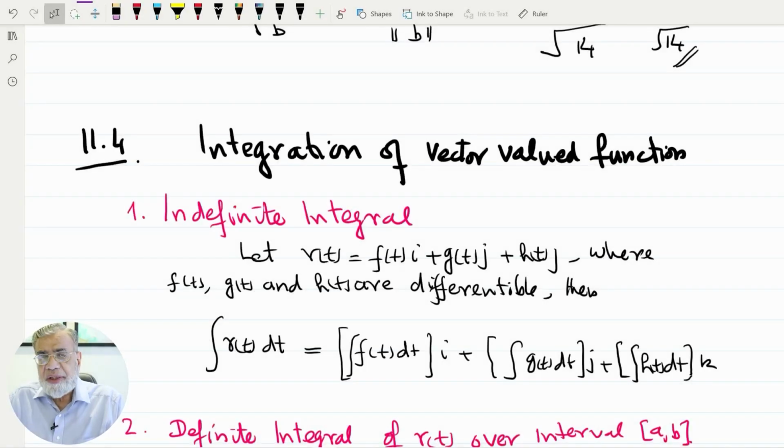As I told you, we are just doing our calculus. In calculus we have discussed the domain, the limit, continuity, and then the derivative of the function. So the next topic is integration, how we integrate the function.